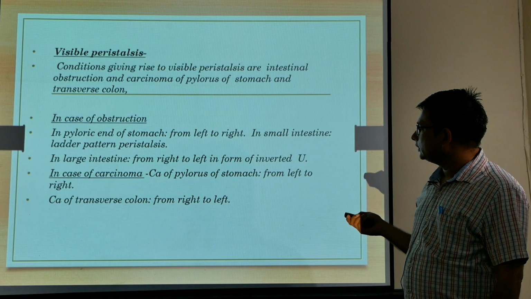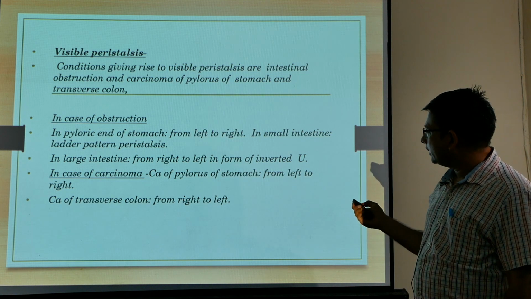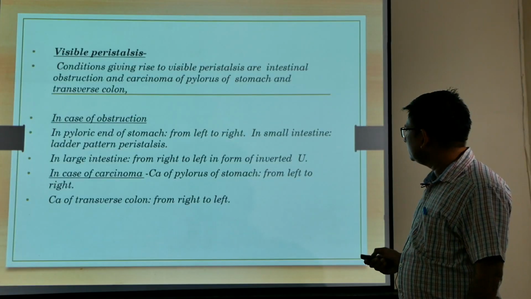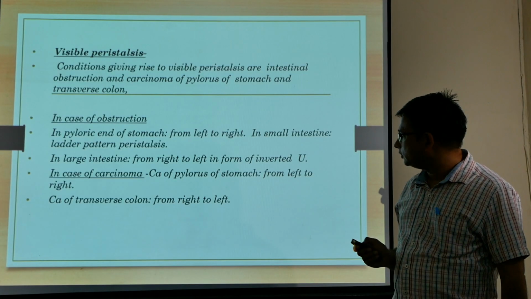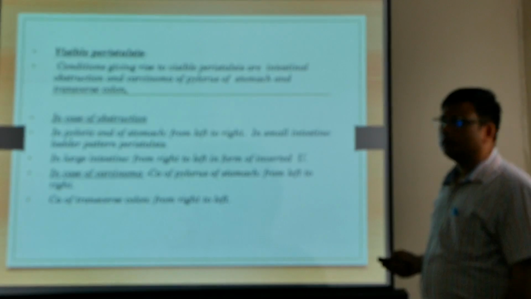In case of carcinoma, in case of CA pylorus of the stomach, the peristalsis will be from left to right, whereas in case of CA transverse colon, the peristalsis will be from right to left.